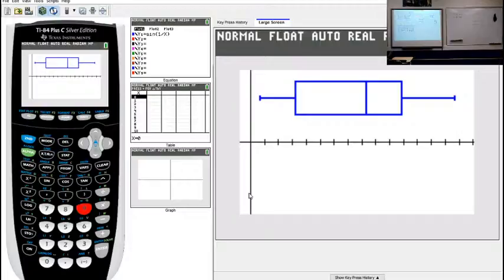You should know, here's the minimum, and it was, what was it? 1. So this is 1, and here's the median. It was 13. So that should give you an idea of where the scale is. You can also have it make a histogram for you.